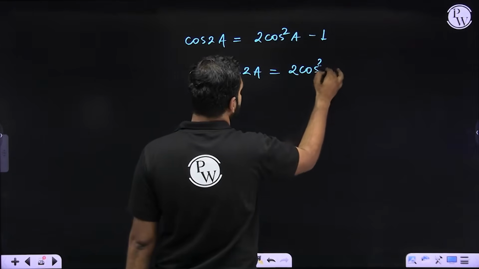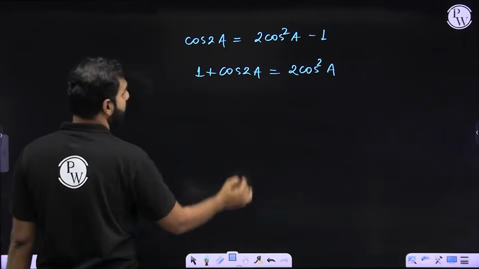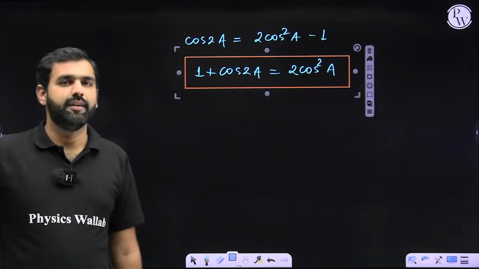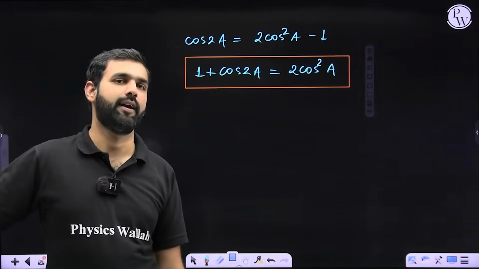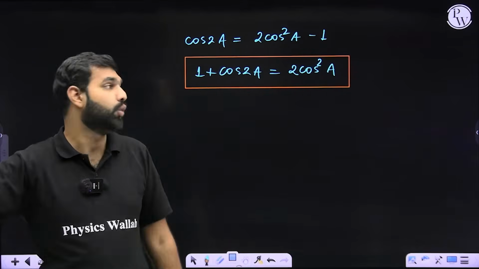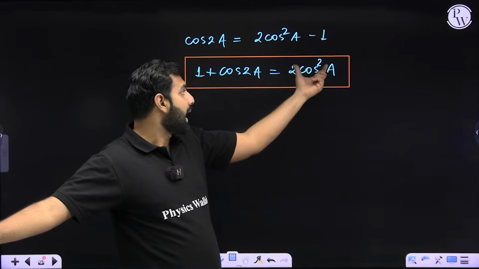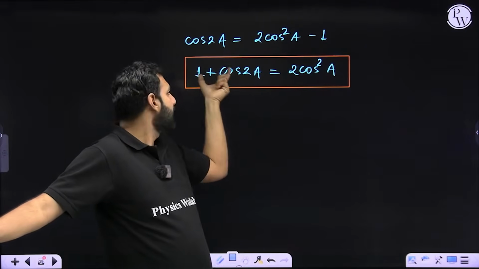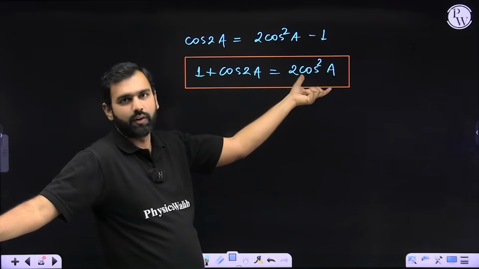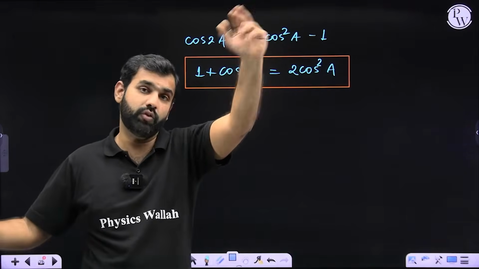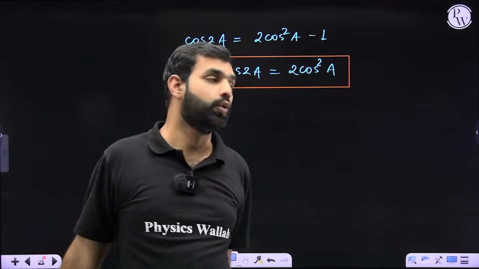I am very strongly urging you to remember this particular identity. JEE is madly in love with this identity. They keep on asking questions on it. A lot of times you will see that I'll be writing this as this, mostly in integration, or as per the need of the question. So whenever you see 1 plus cos 2a, you can convert it into 2 cos square a.